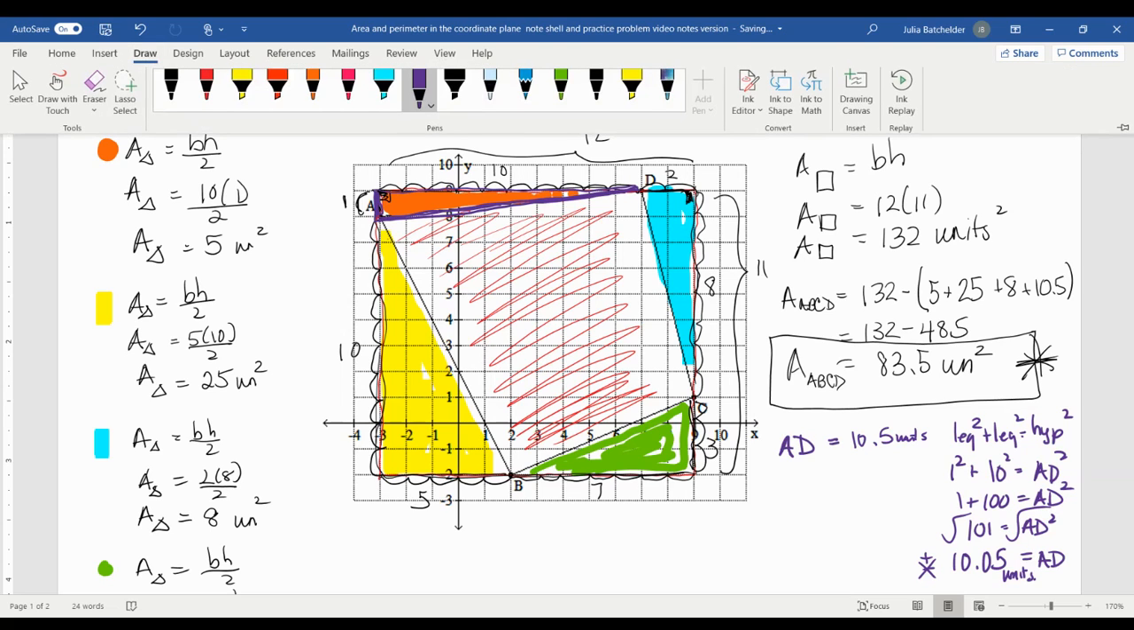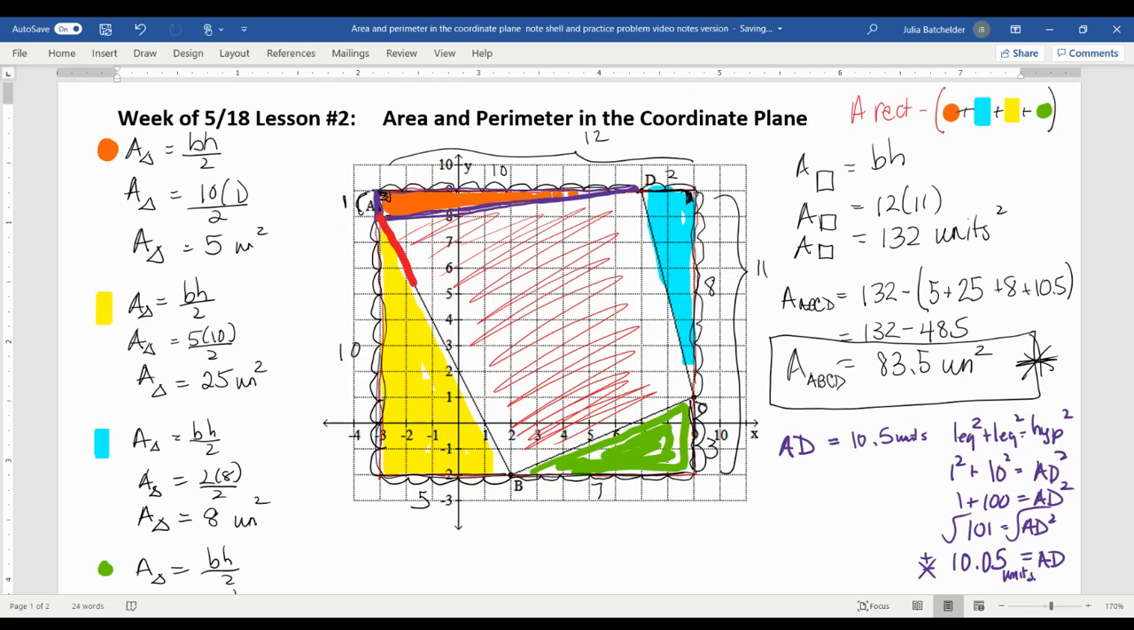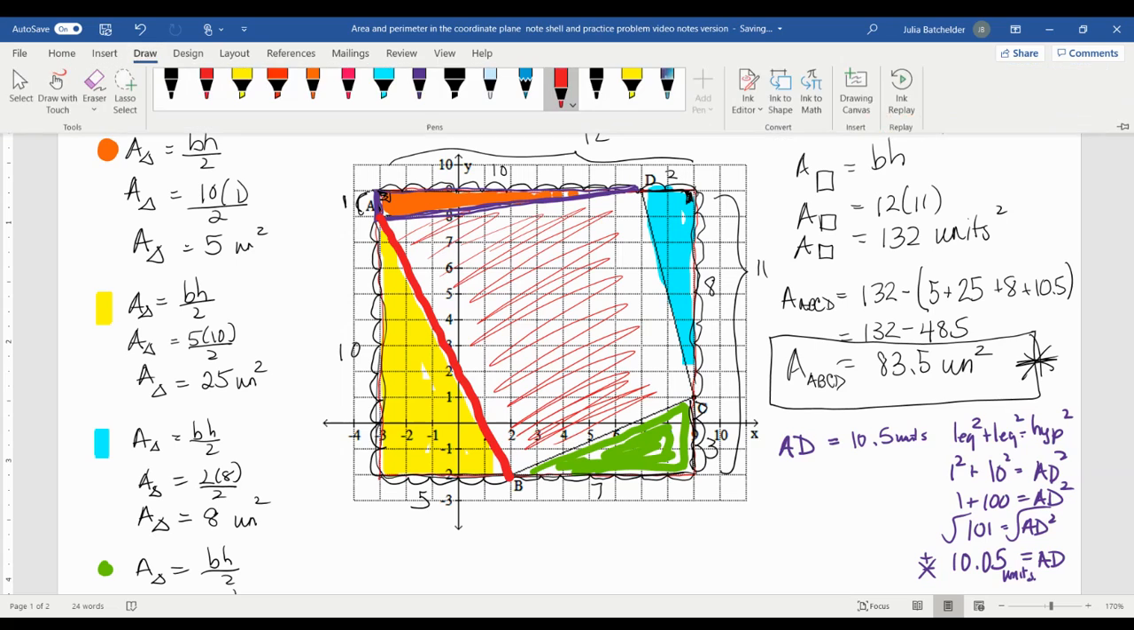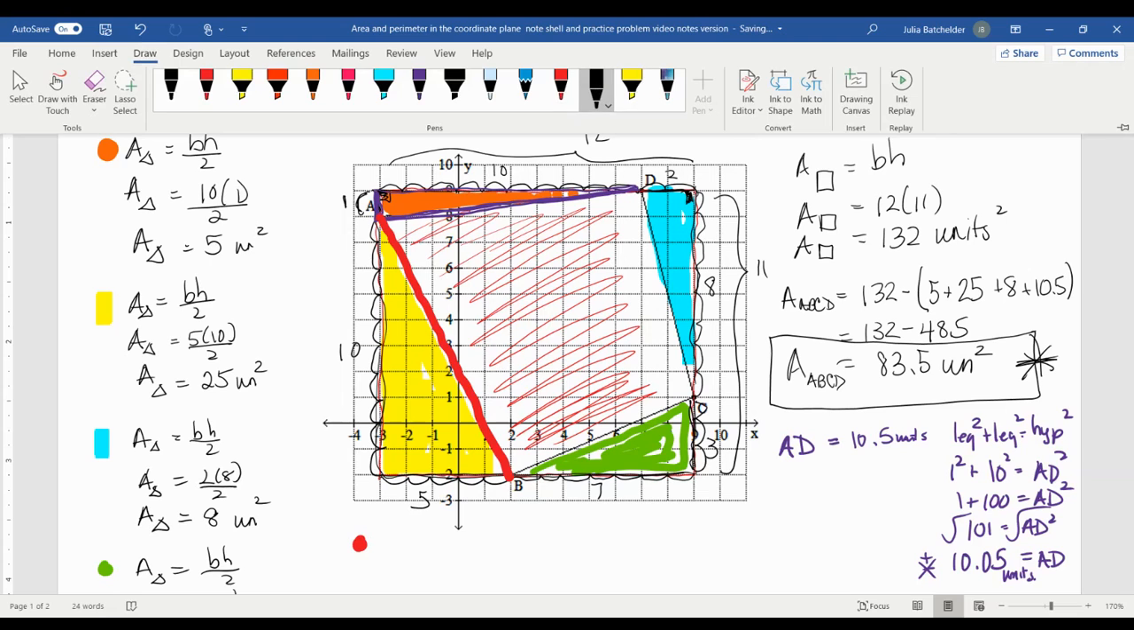So let me switch colors here. Can I pick a different color? Pick a red. So if I want to find from A down here to B, let's put a little dot right here. I'm going to find A, B, color code this out here.